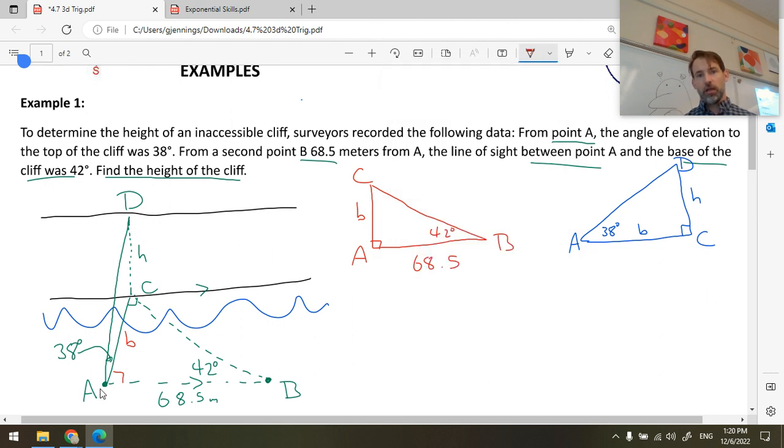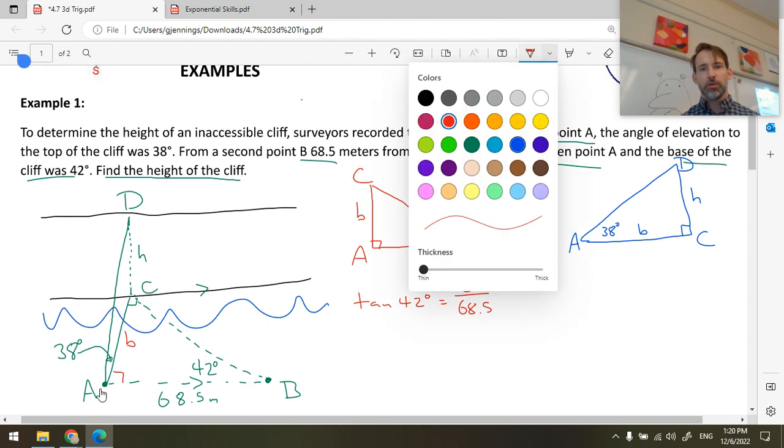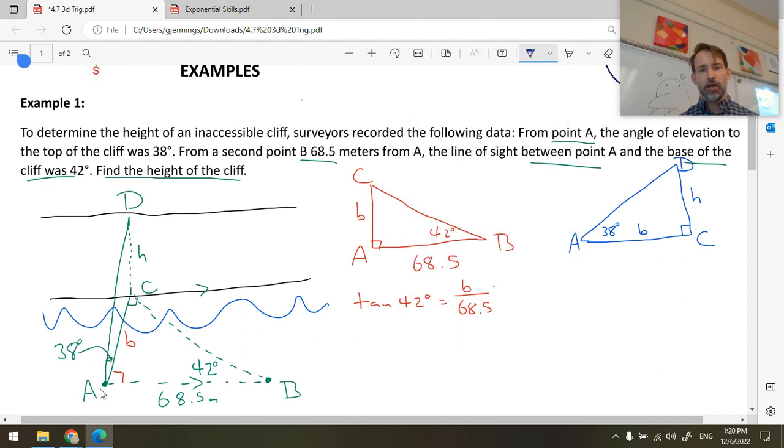Oh wait. Oh yeah, sorry. Opposite over adjacent is tan 42. So we'll write that down. Tan 42 degrees equals B over 68.5, multiplying both sides by 68.5. I did this in the morning and I forget the values. 68.5 times tan 42 is B, because this cancels. Multiply by something you're dividing by, it cancels.